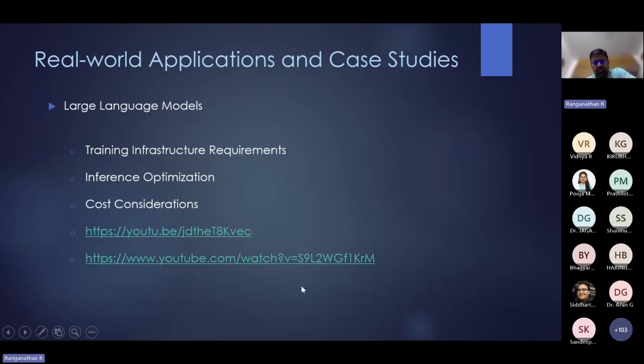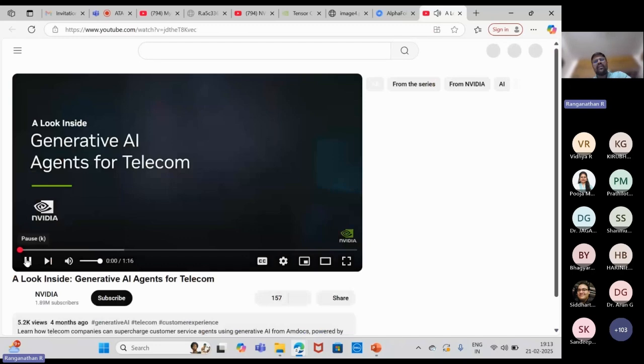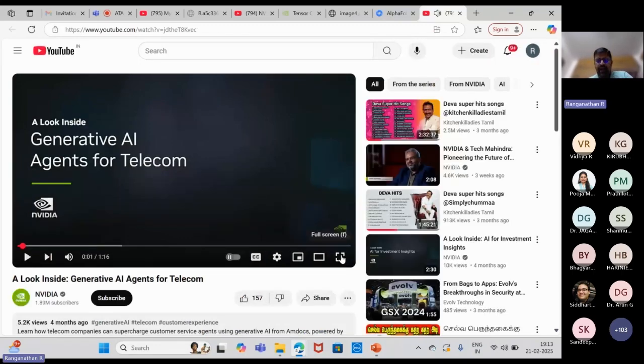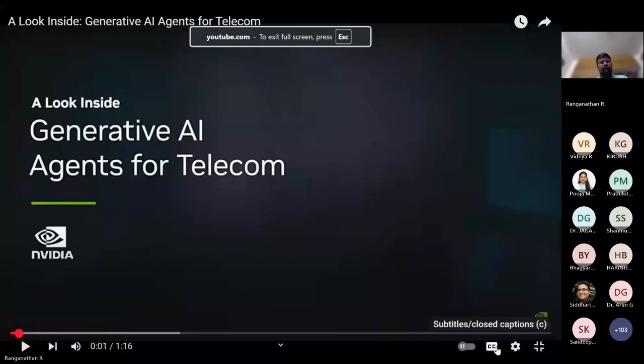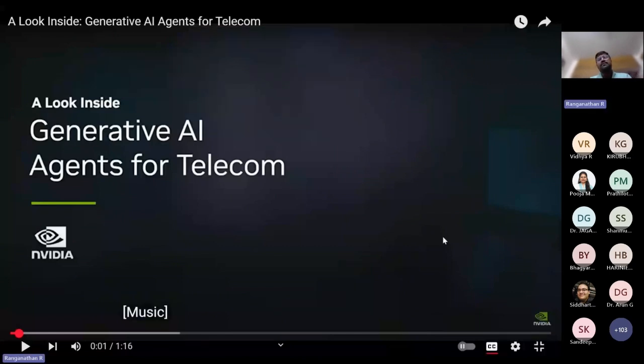So let me show two quick examples here. One is based on what NVIDIA did for a company called MDocs. It is a use case in the customer support space.